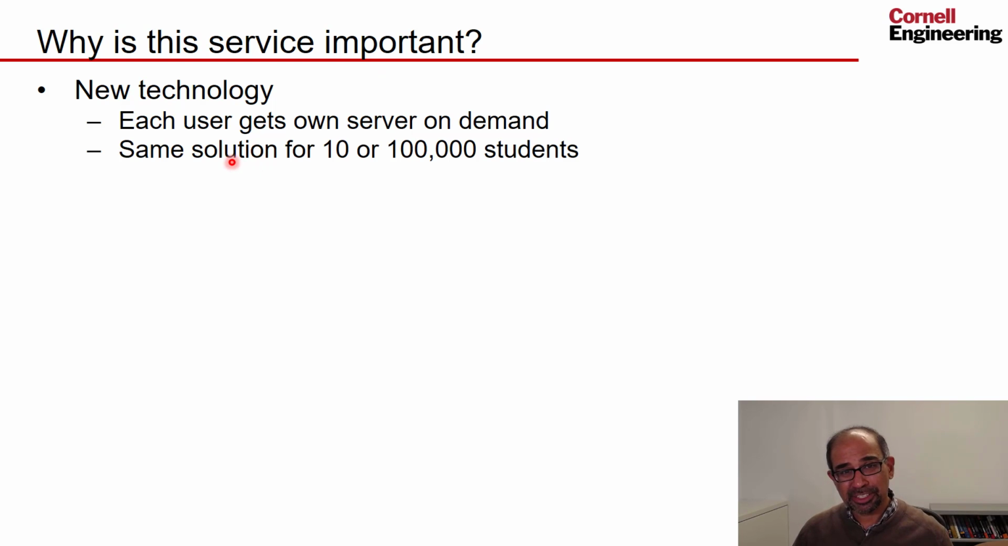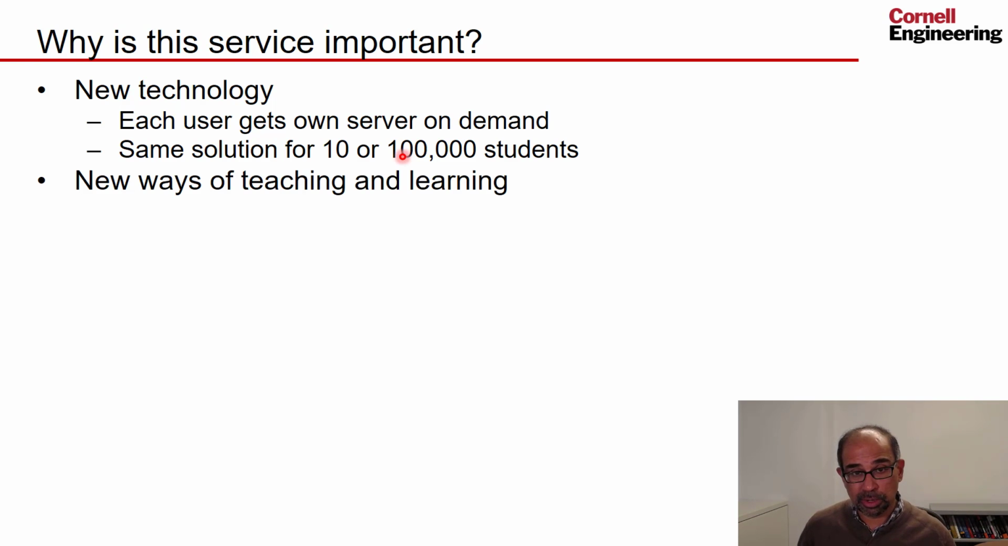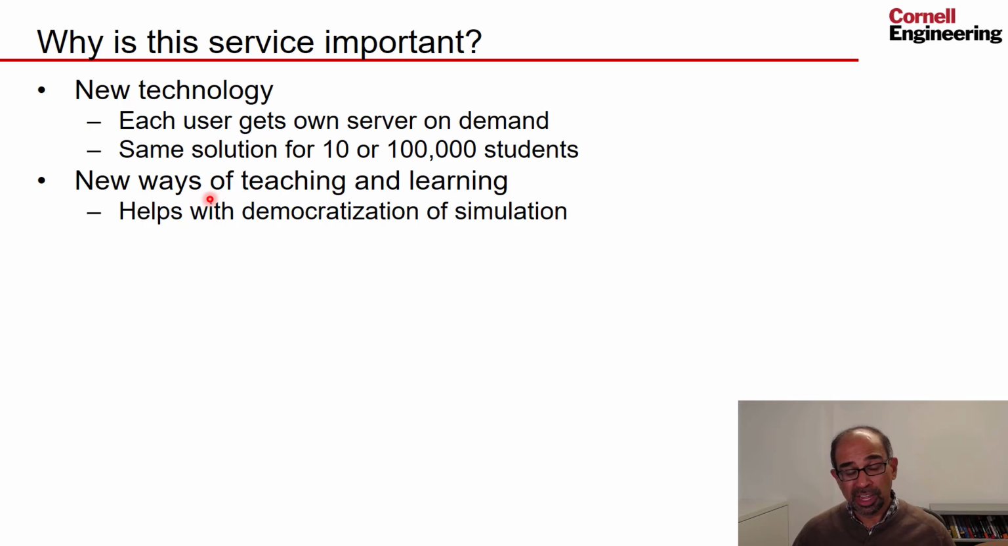This means that you have the same solution for 10 students or 100,000 students, because if you had 100,000 students, each of those students would get a server from this massive fleet of servers provided by Amazon. This is in contrast to conventional services that I'm used to, where you have a big machine that's shared by users, and as more users get on, you get a slowdown. This enables exciting new ways of teaching and learning, and I'll just indicate a few.